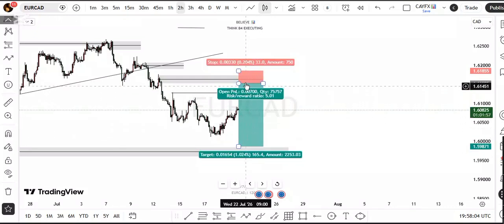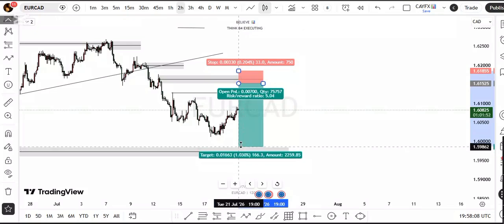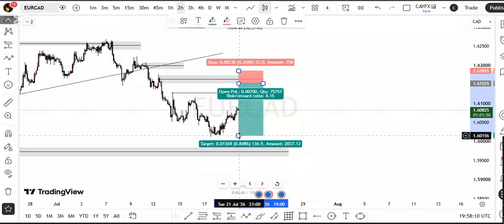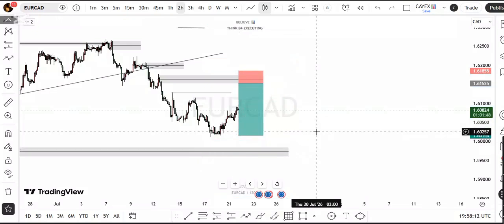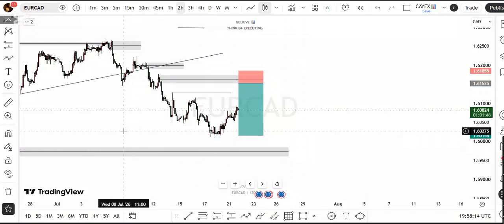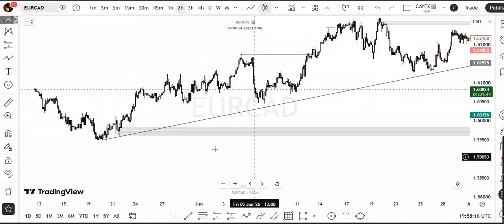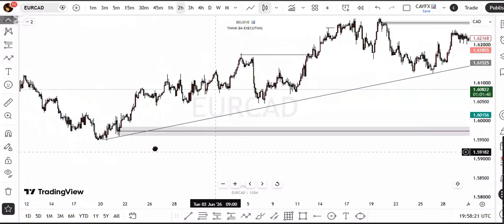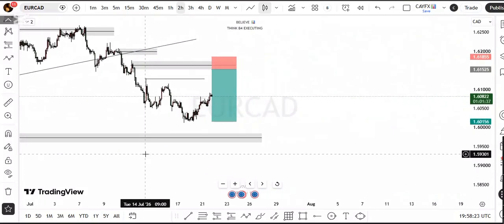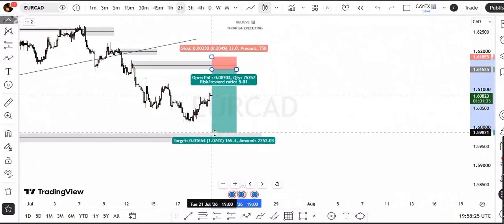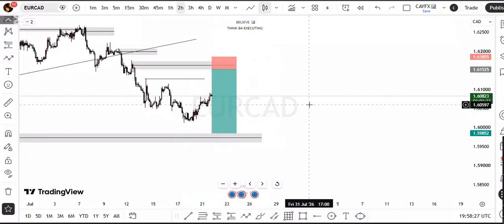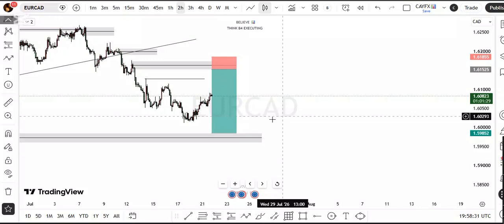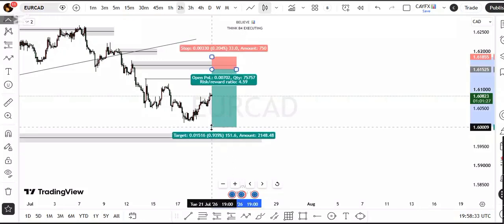Now I put my sell position in a value. Some people can put it here. Some people can put it here. Now I know that the market has to come down to this place. That's why I put my POI down here. I'm just being realistic.